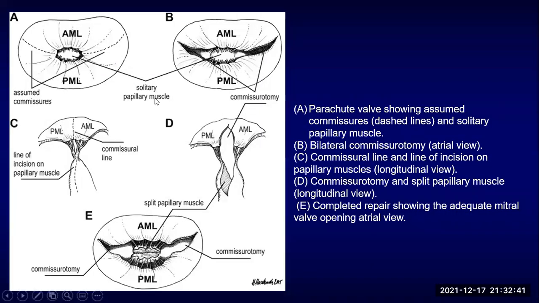For the parachute mitral valve, if you see here, you have the line of the commissures, okay? And this is a commissurotomy here. They open the line, make an incision of the papillary muscle, and split the papillary muscle to open the valve, okay?